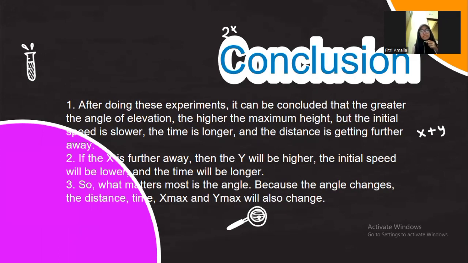The second, if the x is further away, then the y will be higher. The initial speed will be lower and the time will be longer. And the last one is, what matters most is the angle. Because when the angle changes, the distance, time, x max and y max will also change.